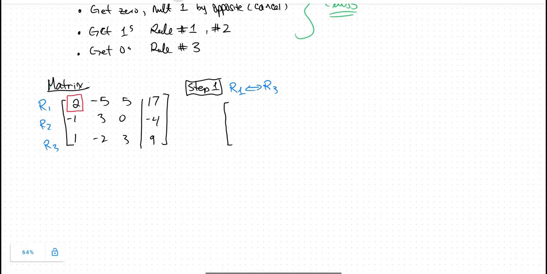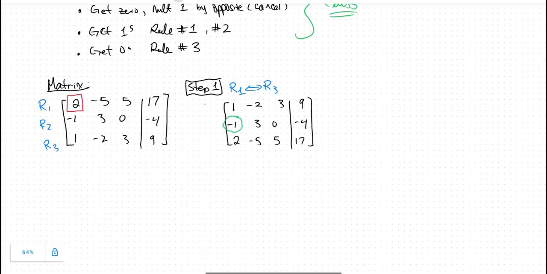All right, so that's going to make it very easy. 1, minus 2, 3, and 9. This is still in the same place. Nothing happened there. And now this is 2, minus 5, 5, and 17. So it looks like I'm off to a good start. Very easy. Next are the zeros. And it doesn't matter which 0 you get first. So I can get this one to be a 0 first.